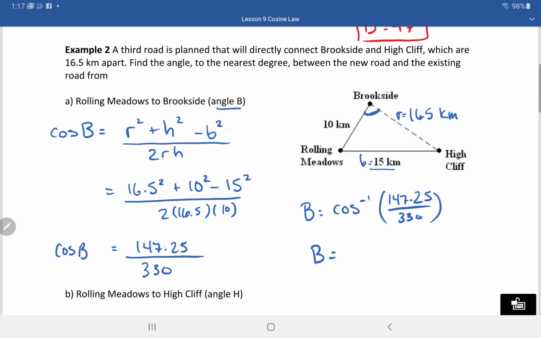So I'll say that one more time. You can do the cos inverse and type in that whole fraction, or you can divide the fraction first, get a decimal, and then do the cos inverse. So the cos inverse of the 147.25 over 330 is an angle of 63.49 degrees. So that is just less than half. So we'll stick with 63 degrees.